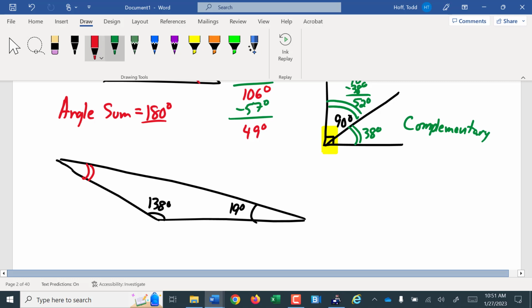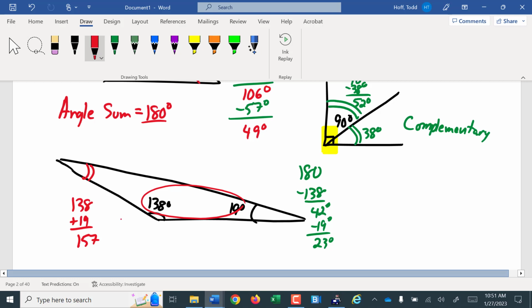Yeah. So we start with 180. Now I could either subtract each of those individually like I did. Minus 138 is 42. Then minus 19 is 23. Or if you're more comfortable, you could add these two angles together first. 138 plus 19 is 157, and subtract that from 180. You're going to get to the same result either way of 23 degrees.